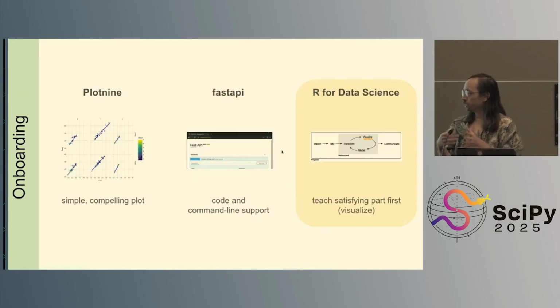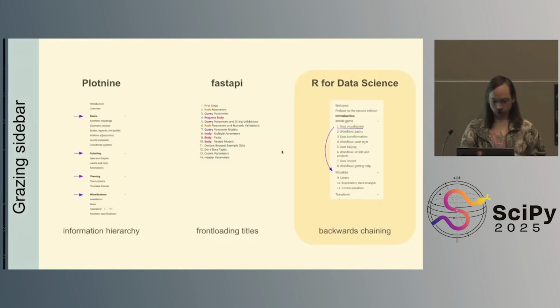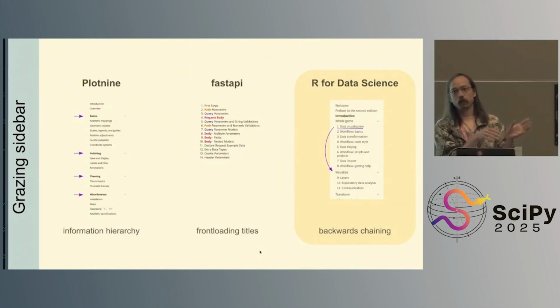We talked about Plot9 to use a simple whole task, FastAPI to support people to the end goal, and R for data science to backwards chain and teach the most satisfying thing first. We also looked at grazing, where you break up your sidebar to create an information hierarchy so people can see the parts and it doesn't all blend together. How you can also front load to emphasize the structure. Or like R for data science, if you have a really big job, you can backwards chain and start with the end thing and work backwards.